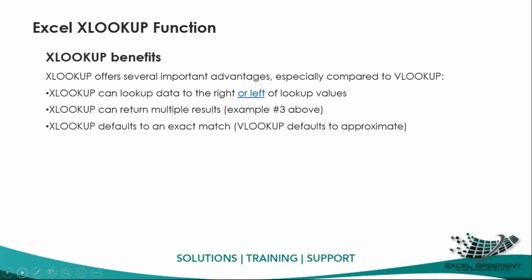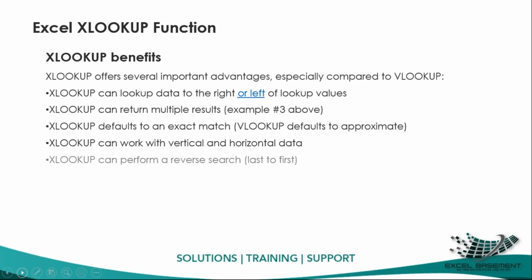XLOOKUP defaults to an exact match, whereas VLOOKUP defaults to approximate match, and I have told you the reason for that earlier. XLOOKUP can work with either horizontal or vertical data. In the current usage in Excel, when your data is column-wise, you use VLOOKUP. When your data is row-wise, you use HLOOKUP. But whether your data is vertical or horizontal, no need to worry about that. You can use XLOOKUP for both kinds of data sets.